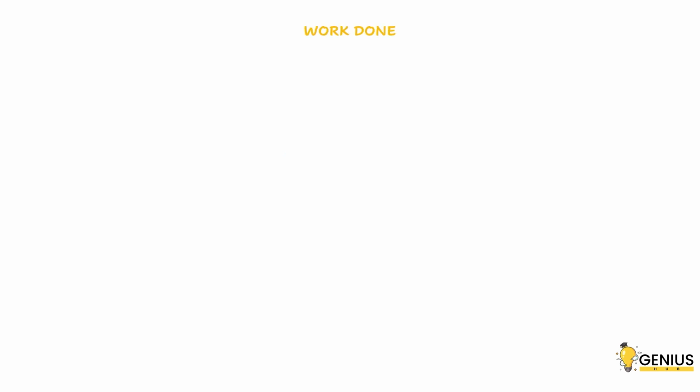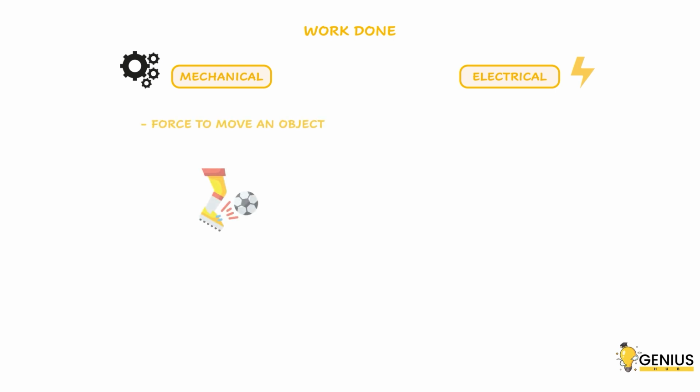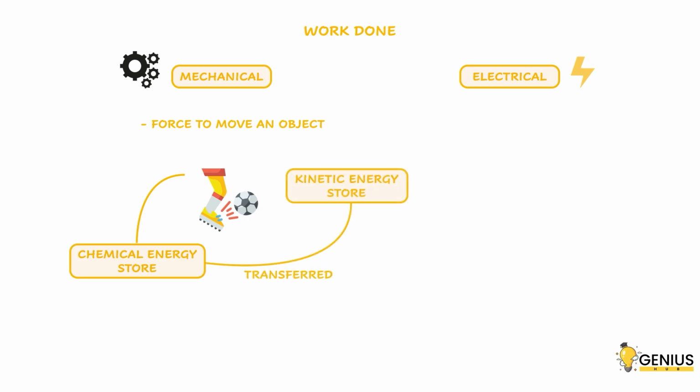Another way to describe energy transfer is by using the term work done. There are two types you should be familiar with, mechanical and electrical. Mechanical work involves a force moving something, for instance, kicking a ball upward, where energy from your leg's chemical store moves into the ball's kinetic store. Electrical work happens when a current flows. You can think of it as energy used to overcome resistance in wires.